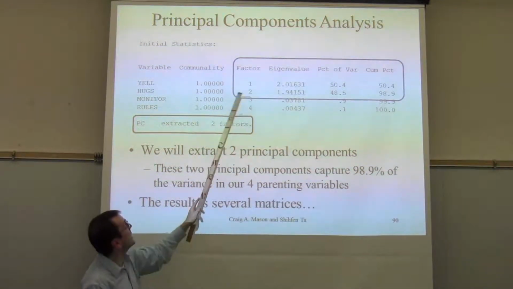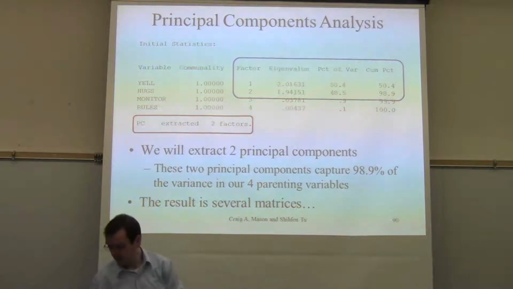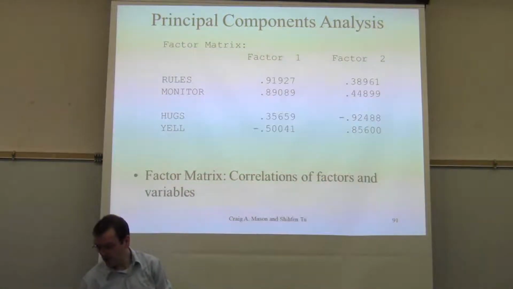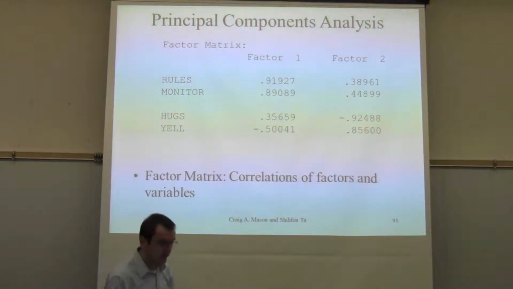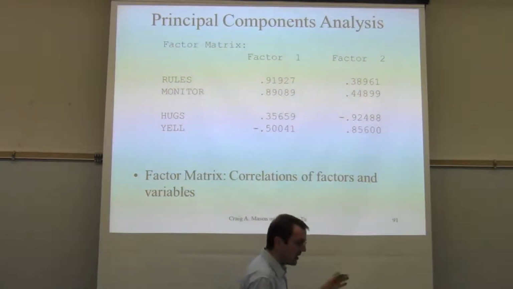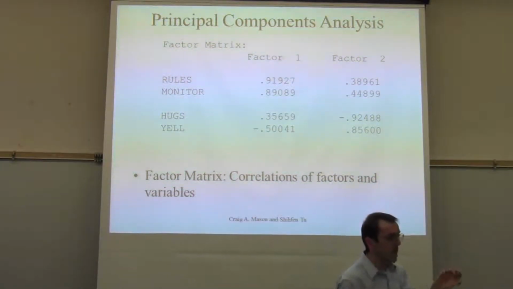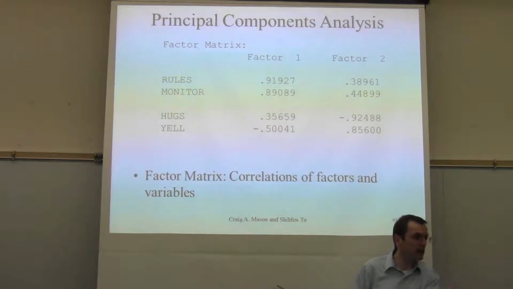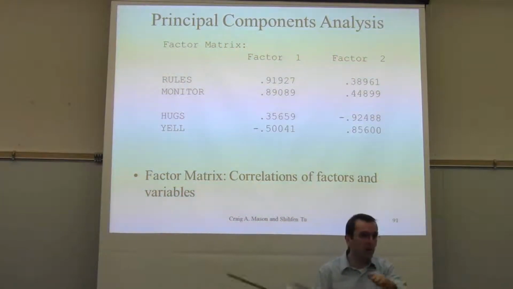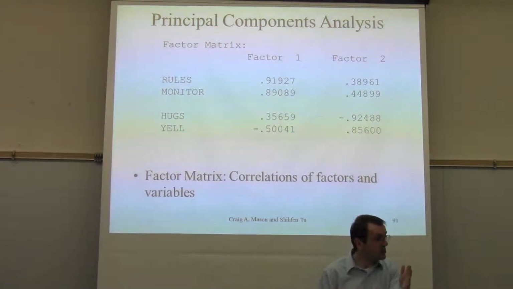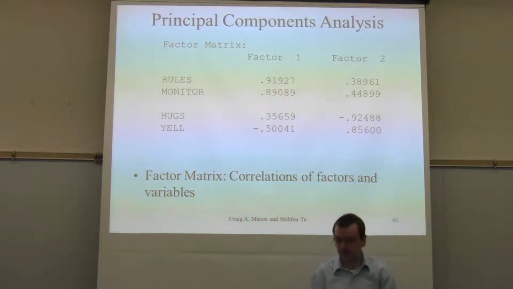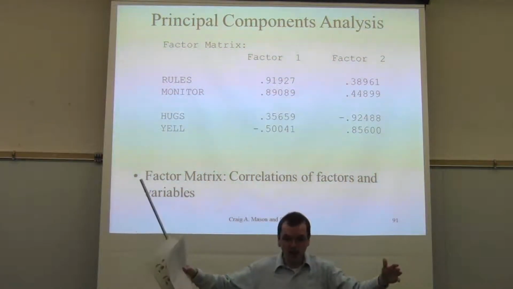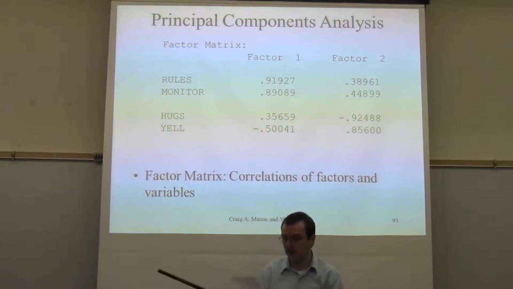So now we get in, so that's kind of that initial output. Then we get into the actual results. As it starts doing that, it says, okay, I'm going to extract two factors. And the extract is just its way of saying, I'm going to reorganize this into two factors, into two boxes. I'm going to take all that information from the 4 and put it down into two boxes.